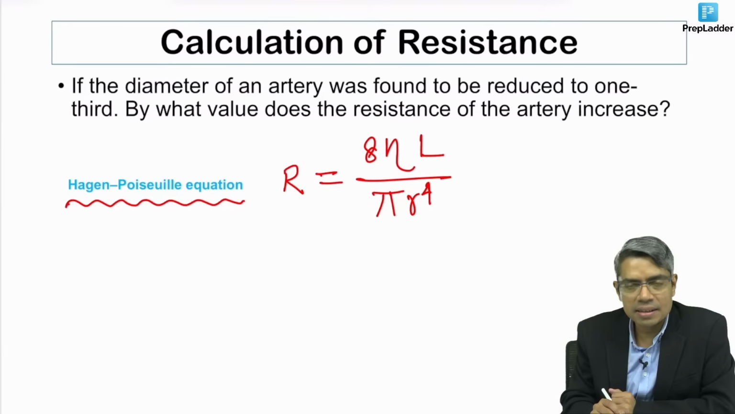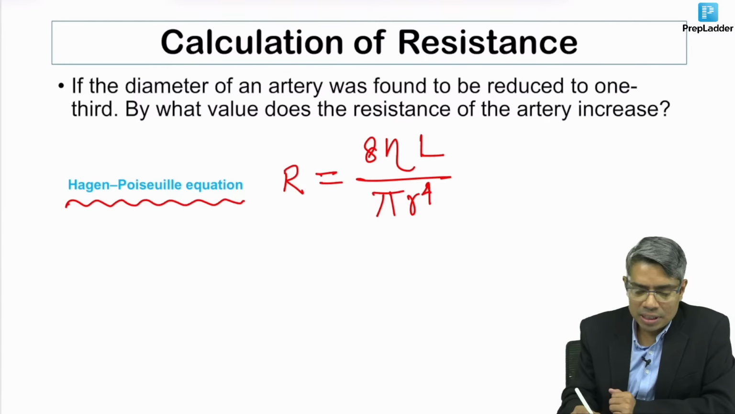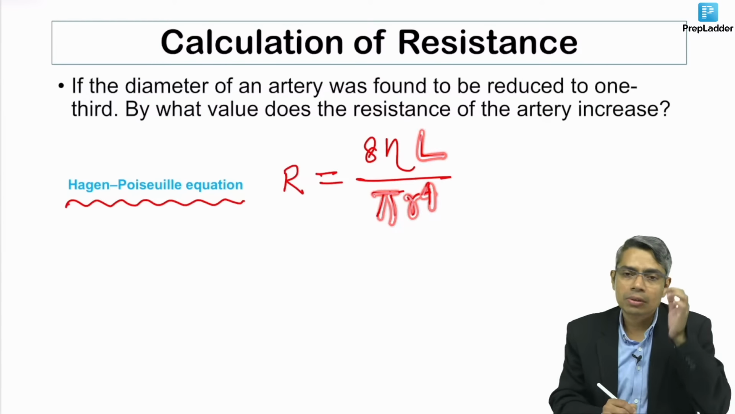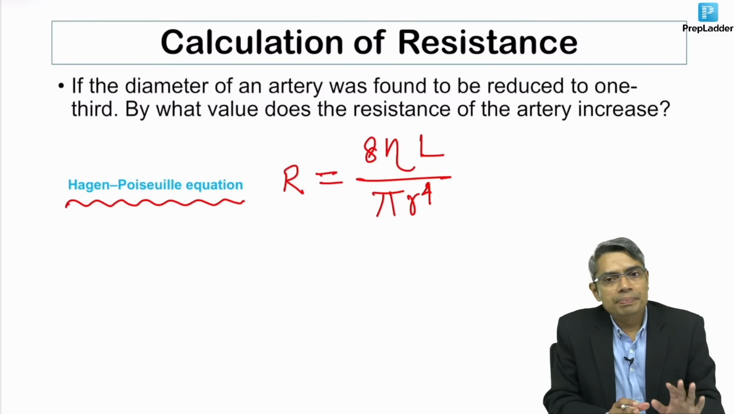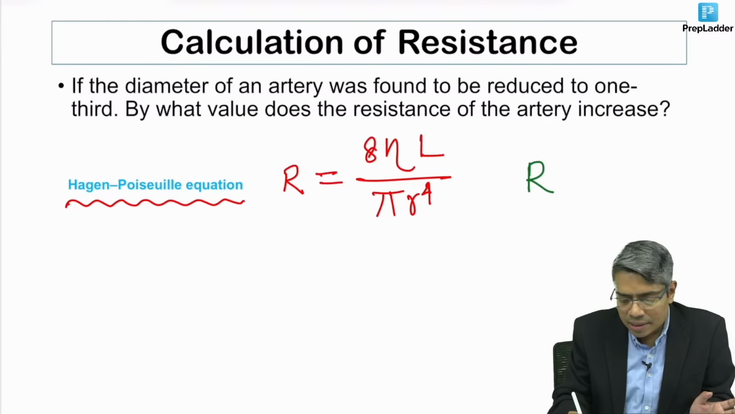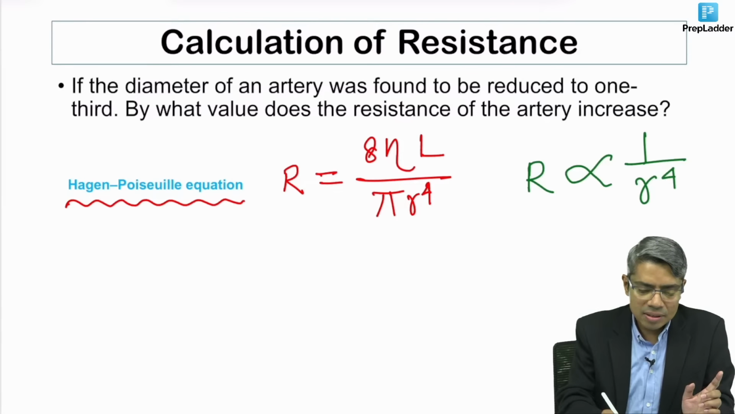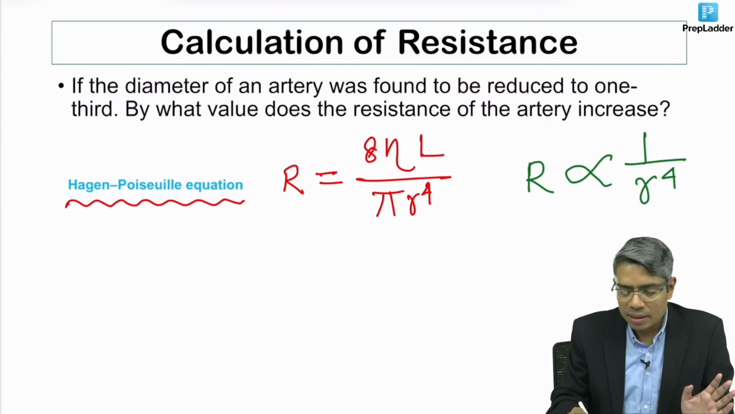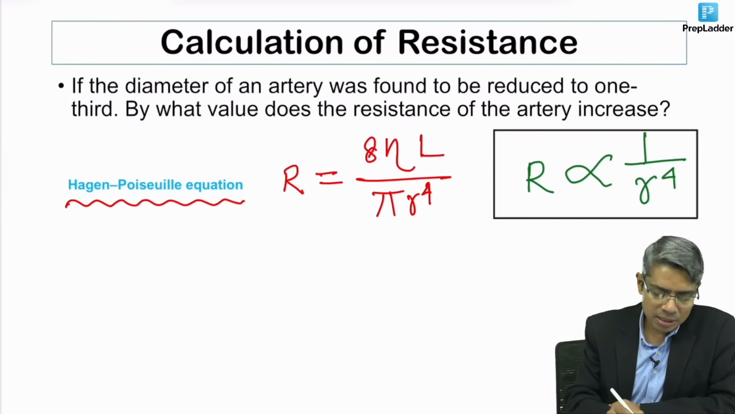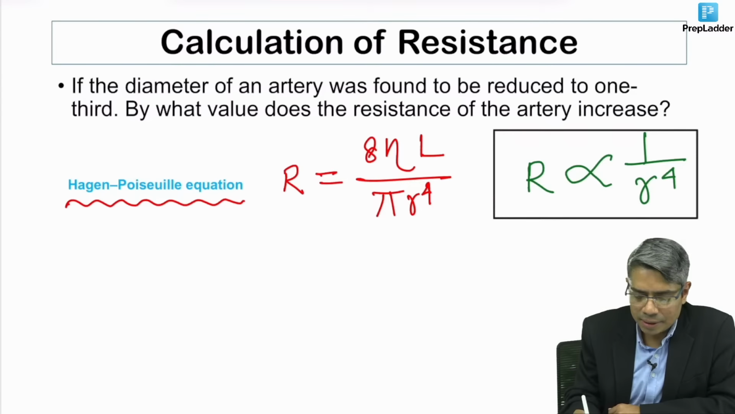So, this is eta, 8, number 8, eta L. All of you know this eta is the viscosity. Then length, pi r to the power 4. So, r is the radius, but you do not have to remember all of them. You have to only remember that this resistance is changing with the radius to the power 4. At least remember this important information, that resistance is changing with radius to the power 4.